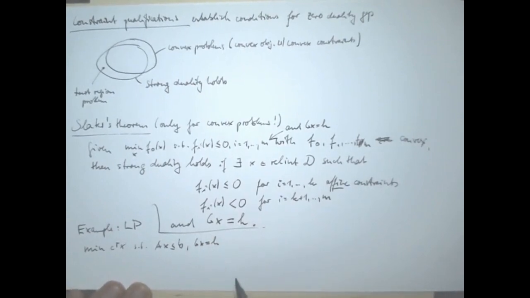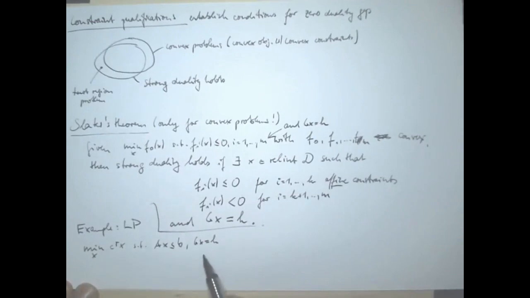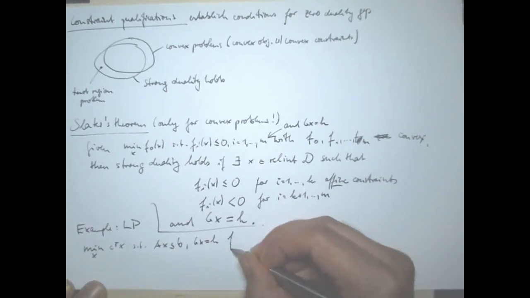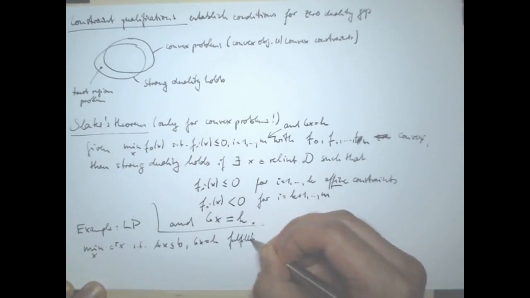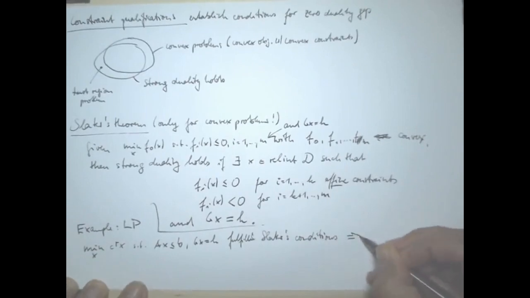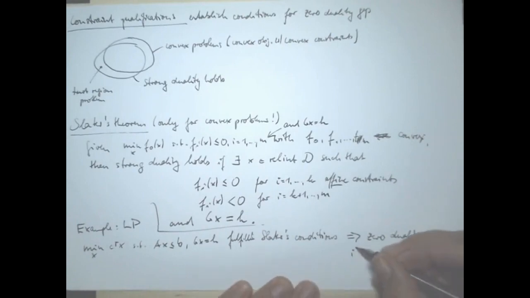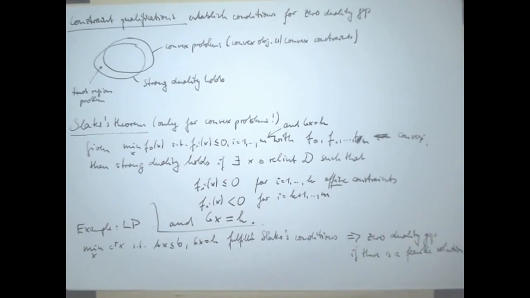And some equality constraints. This is a form to express a linear program, and this fulfills Slater's conditions. So we have zero duality gap, or we have strong duality for linear programs, provided we find a feasible solution to this problem.